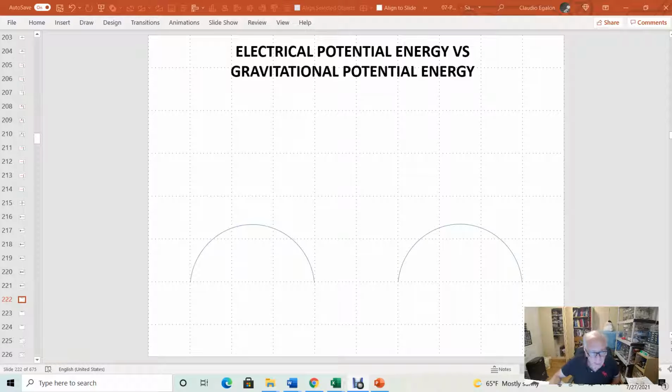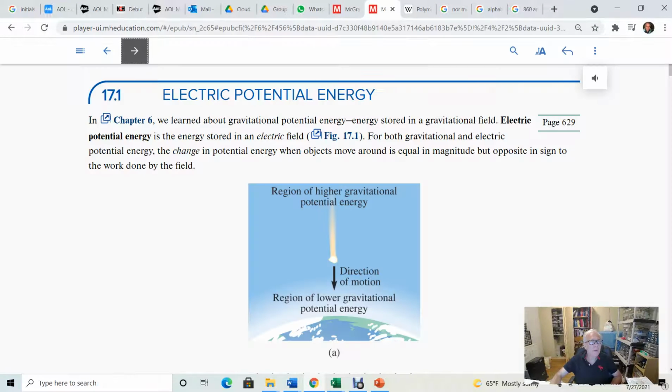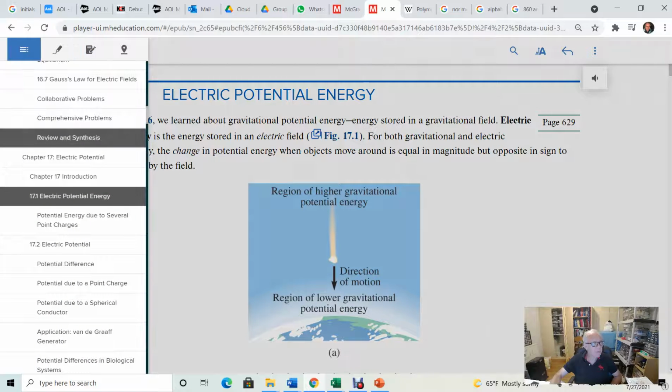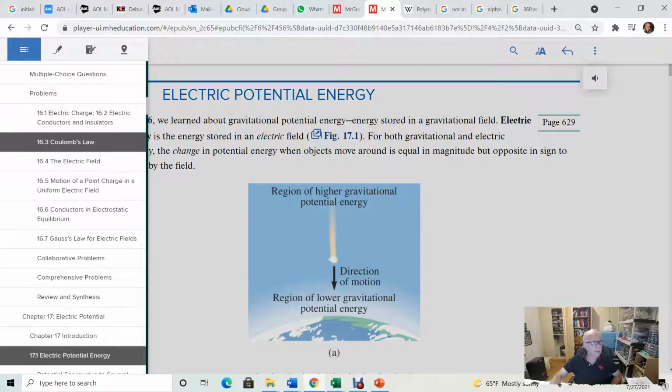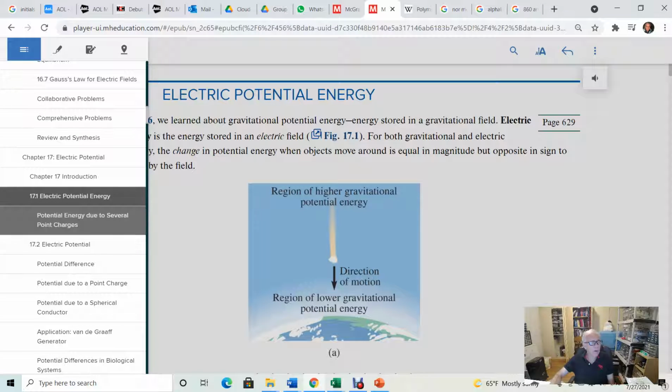Hello folks, we're back here and now we are going to start with chapter 17. Chapter 16 was electric charge, electric force and electric field. Coulomb's law, right? Plus Gauss's law. What we're going to do now is something else called electric potential energy.